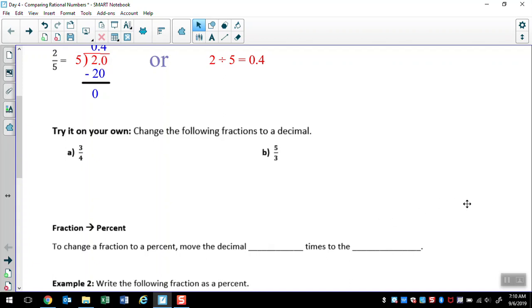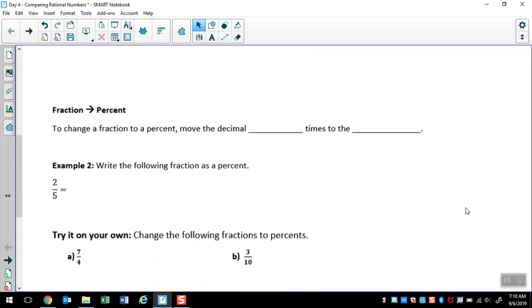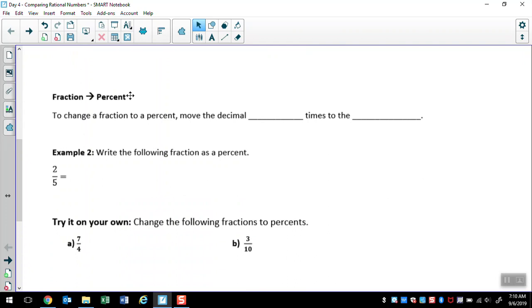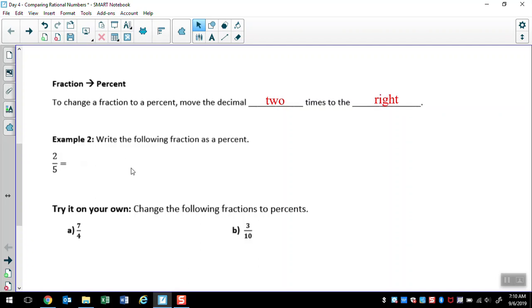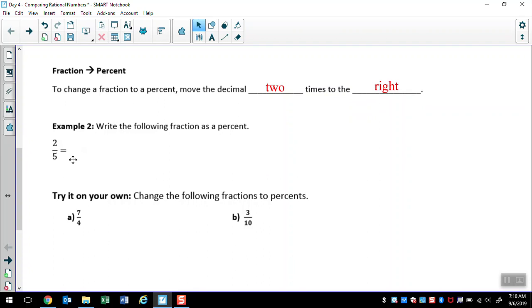Okay, welcome back, and let's look at converting now a fraction to a percent. So to change a fraction to a percent, we have to move the decimal 2 times to the right. Well, before we can do that, we have to convert our fraction into a decimal. Okay? Then we turn the decimal into the percent. So we're going to write this fraction here as a percent. So we've already done 2/5. So we already know that 2/5 is 0.4.